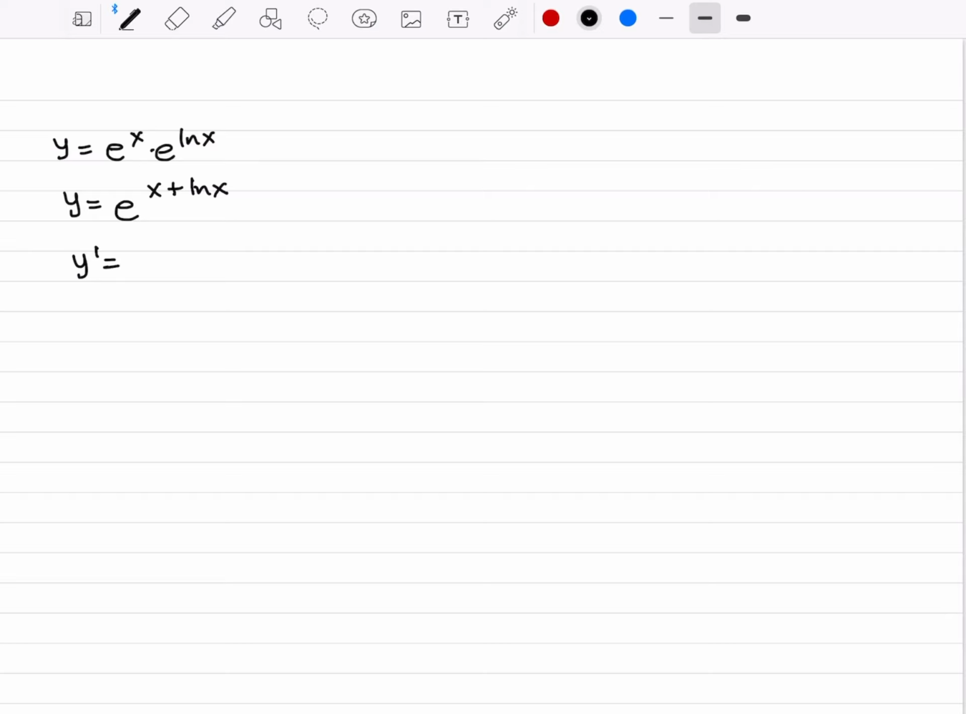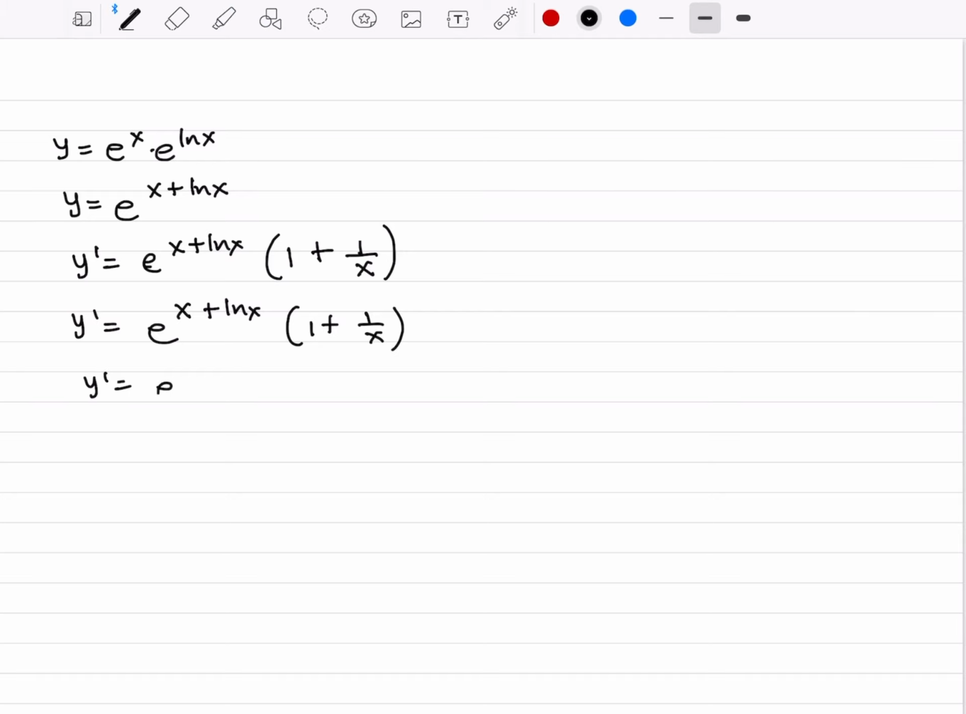And then y prime, by applying the rule for e to the u, equals e raised to x plus the natural logarithm of x times the derivative of the exponent, which is the derivative of x, 1, plus the derivative of ln of x, 1 over x. So y prime equals e to the x plus ln of x times 1 plus 1 over x. Then you can again express it as e to the x times e to the ln of x times 1 plus 1 over x. Take note that you'll end up with the same answer as the previous.